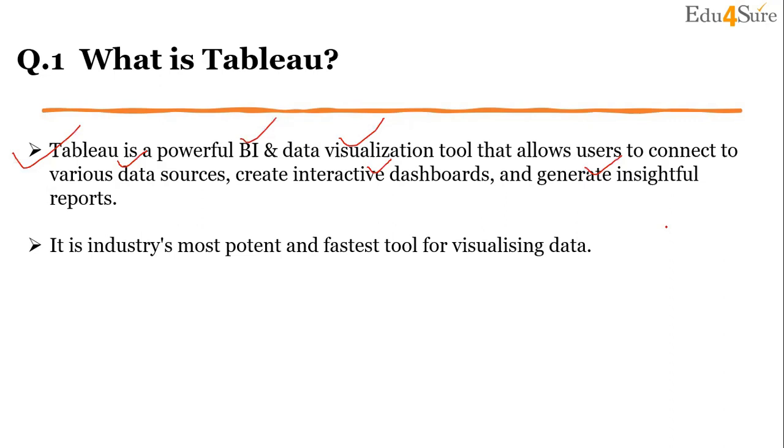So I have ticked all the keywords you need to cover in your statement, right? First of all, it's a very powerful BI tool. BI means business intelligence tool, right? It is helping you with data visualization. You can connect it with multiple or various data sources. You can create interactive dashboards and generate insightful reports. So you have to cover all these keywords. It is industry's most potent and fastest tool for visualizing data. So you can talk about these features as well along with the definition, right?